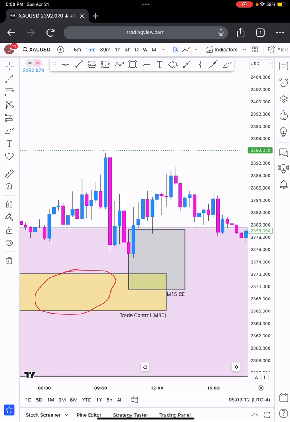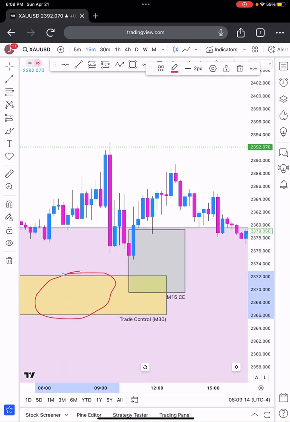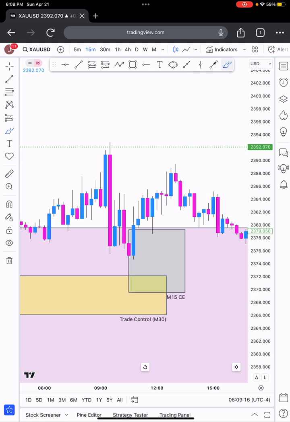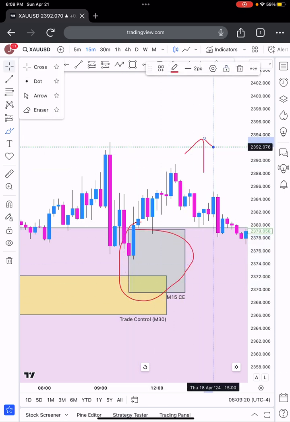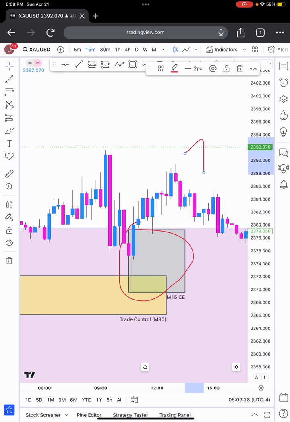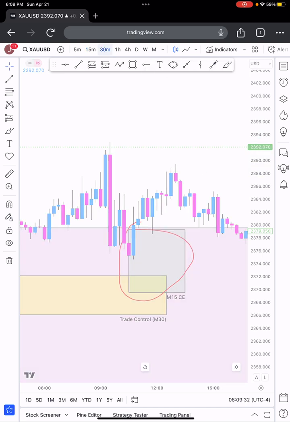So let's go to M15. You see that price created an EG buy, right? That's validating that the price is going to go up. We don't know exactly how far price is going to go up. Price is most likely going to go up to the next zone or next level. So 30-minute is going to be the roadblock.